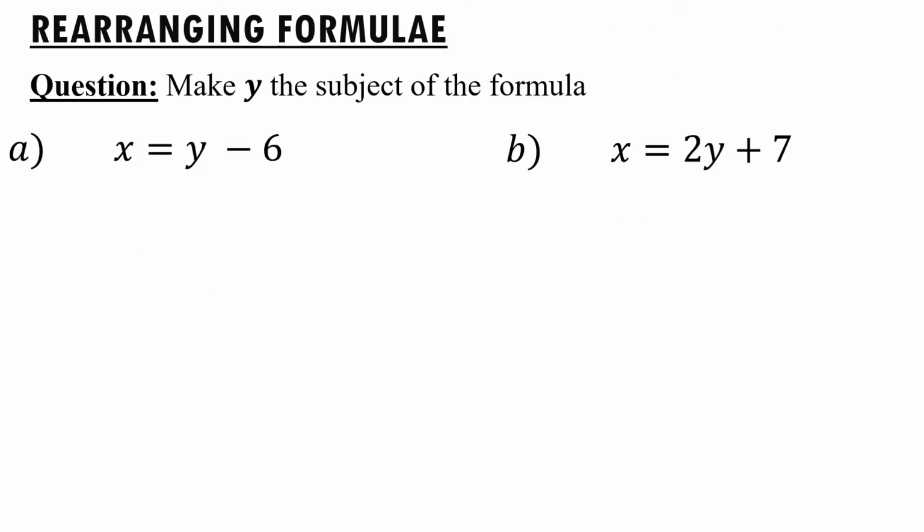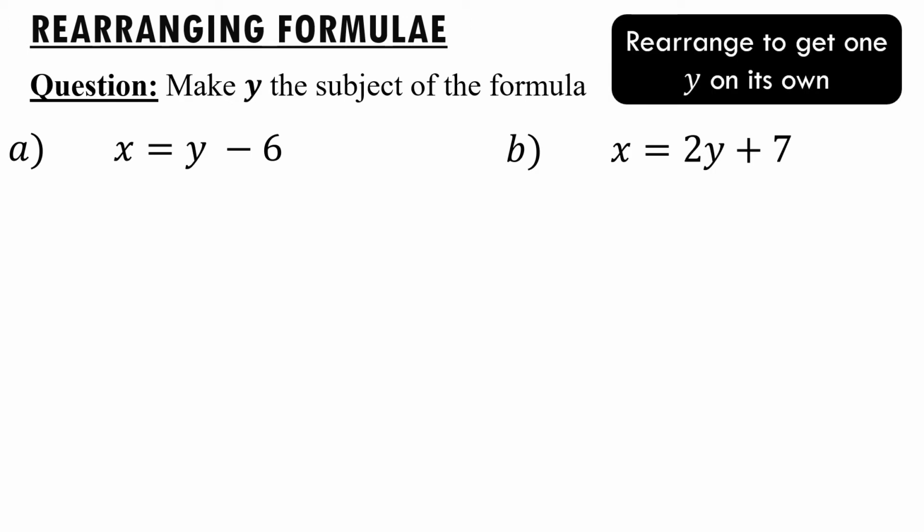So we're going to start with these 2 questions. Make sure you write these down in your book so you've got good, clear notes, and let's see how we get on. So make y the subject. This means that I want to rearrange it and get y on its own. So if we look at question A, I've got a minus 6 that's next door to y that I need to move. And we know that we can move that by adding.